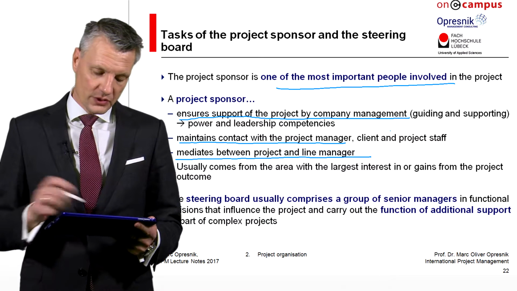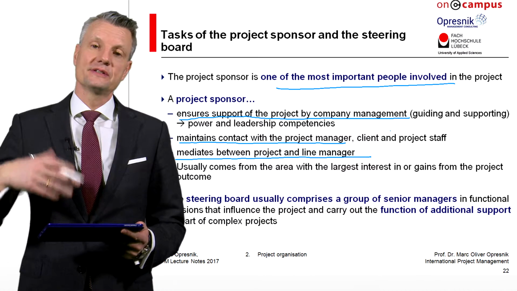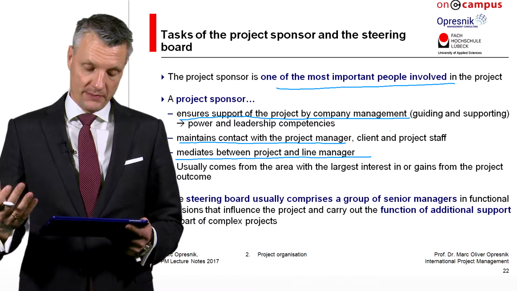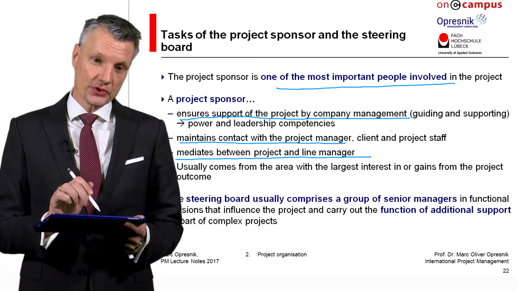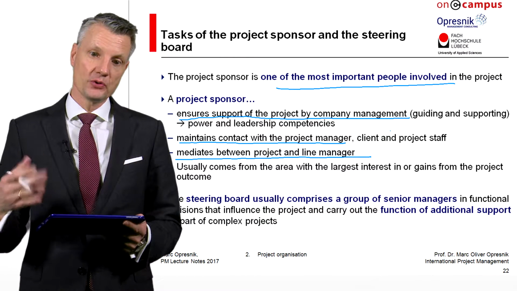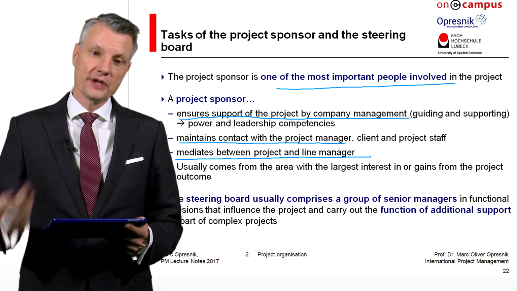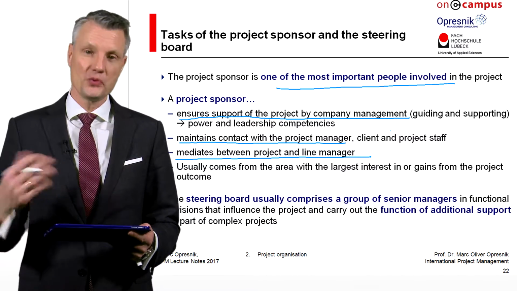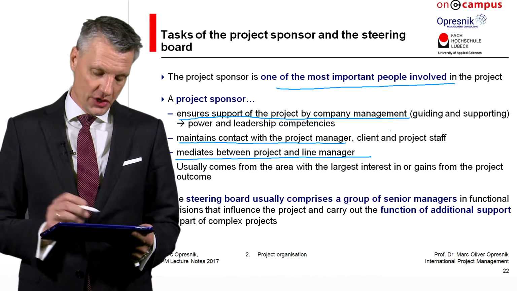What does that mean? The line manager is the superior of the people who work in the project, of the project team members. And the leader of the project, the team lead, is usually not the superior of the people who work in the project. So the project sponsor is communicating with his fellows in the management board when it comes to issues, when it comes to performance, when it comes to communication in general.